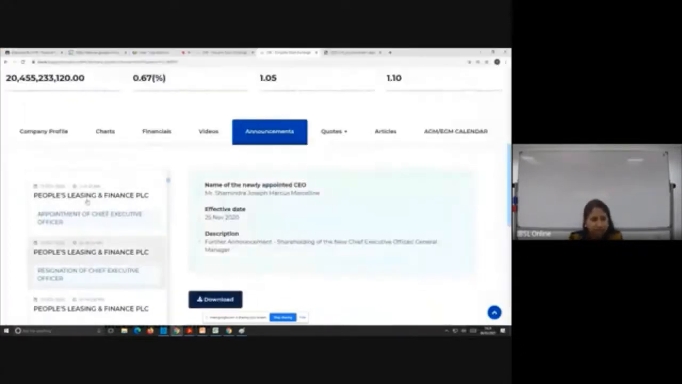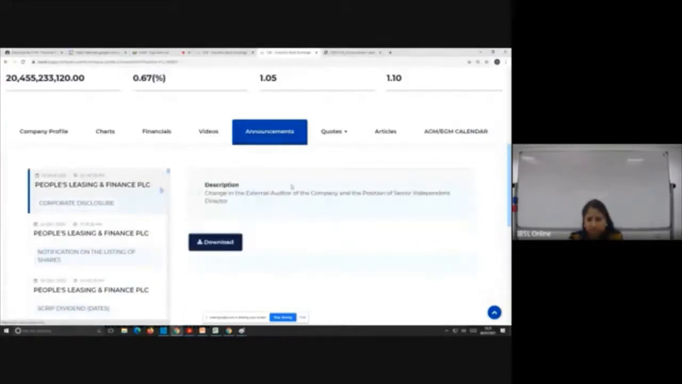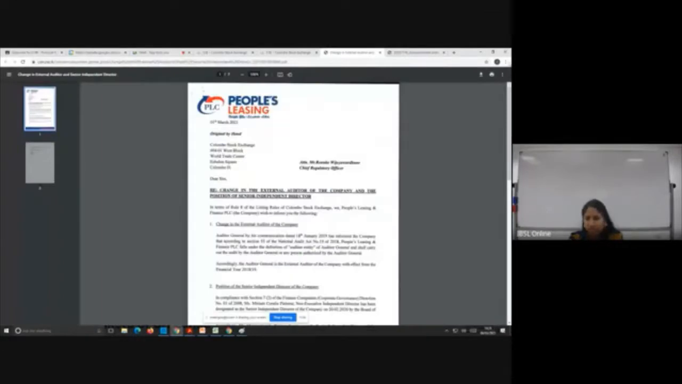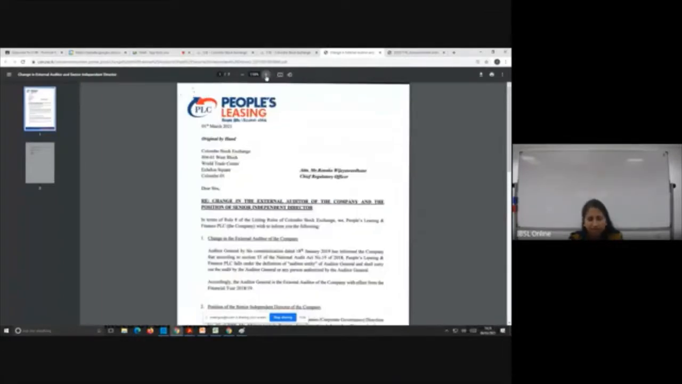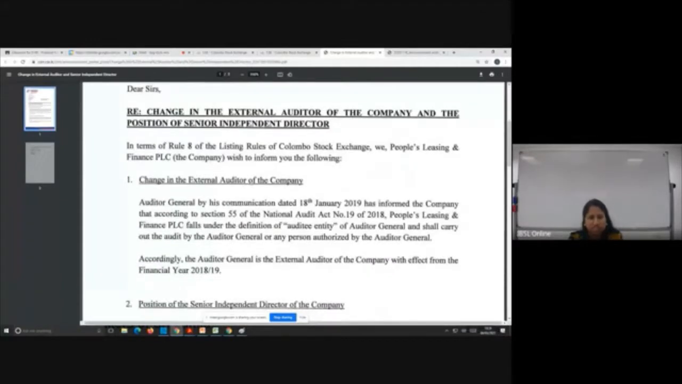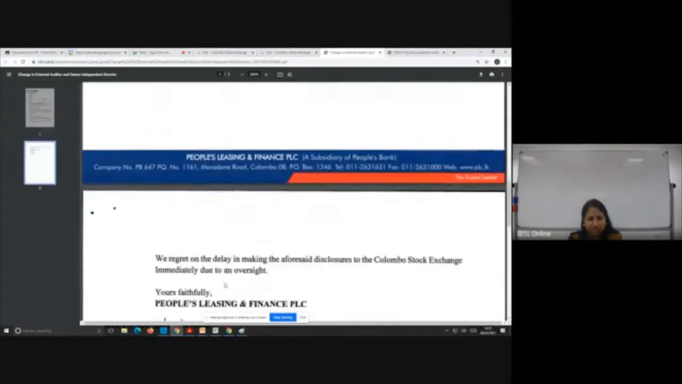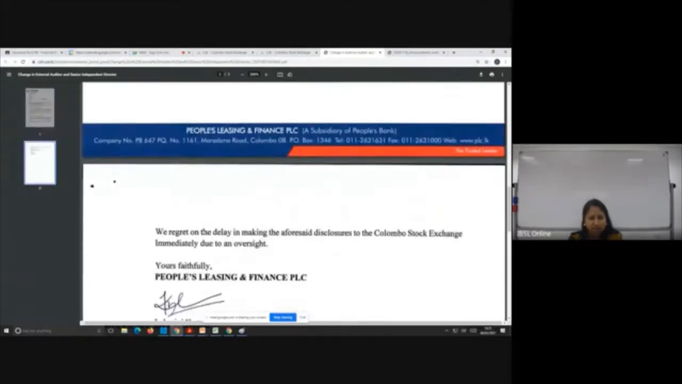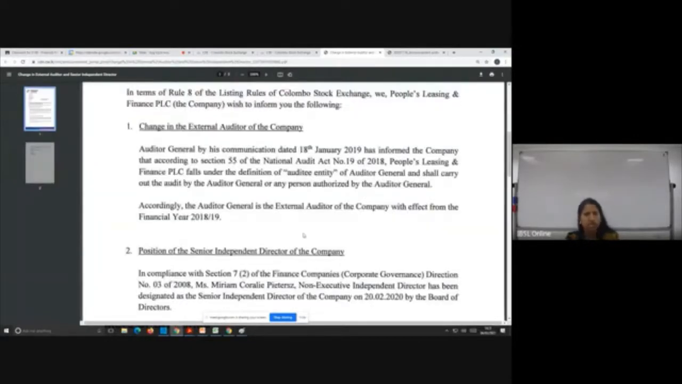Now here you can see in this particular company itself, there was a recent announcement where they had a change in their external auditor. When did this change happen? The change happened in 2018, 2019. But you can see here the company, due to an oversight, has not been able to inform the stock exchange on this. So now they're making that announcement. There are a lot of requirements that need to be met.